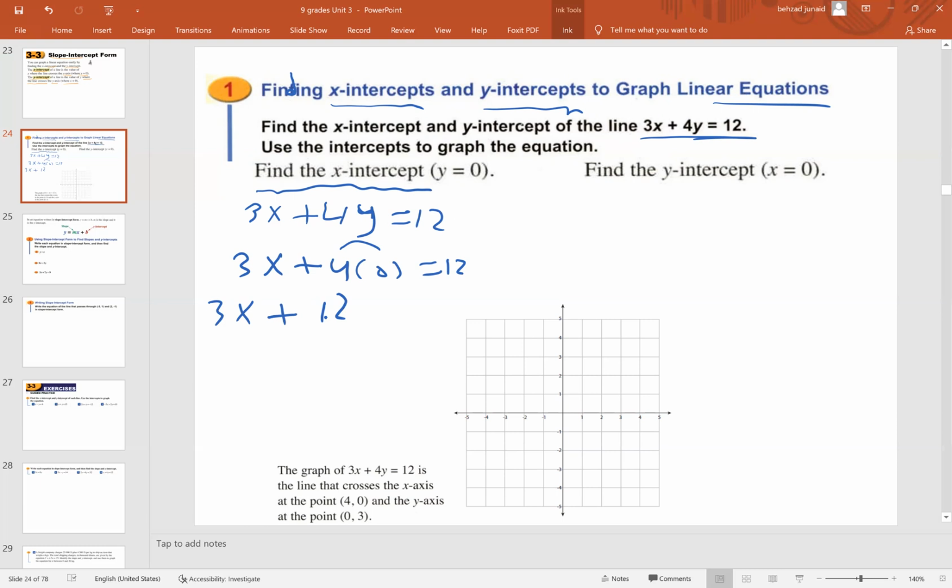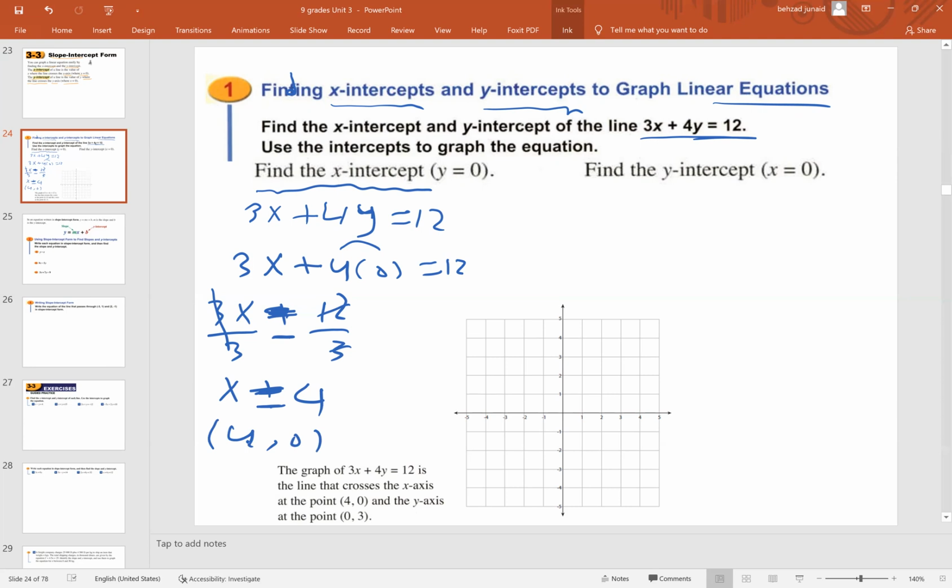Let's isolate or find the value of x. We're going to divide it by 3. 3 divided by 3 equals 1. 1x plus 12 divided by 3 equals 4. And the points on the x-axis will be 4 and 0.